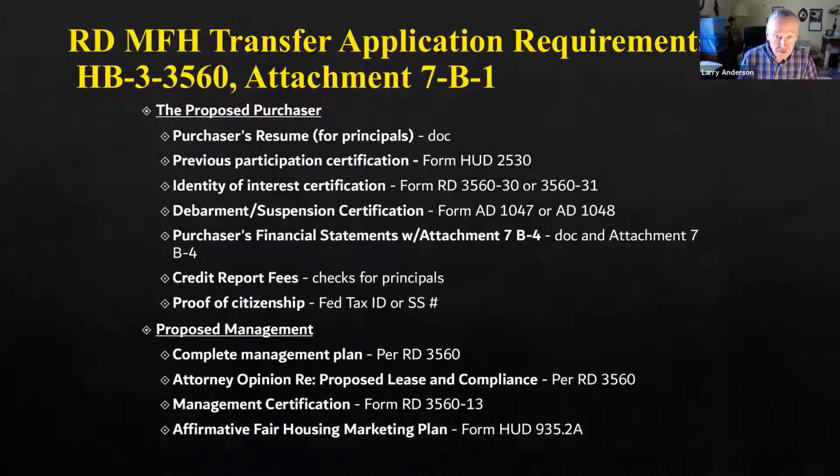Previous participation certificate. RD borrows the HUD form where you document your previous participation. If you're doing this development on a large scale, you have that on the word processor ready to go and add properties as you go through it. But they're going to want to know that you're a clean operator in the past. RD has two forms, the 30 and 31, that talk about identity of interest, and that's required of everybody to certify if there's an identity of interest between you as a borrower entity and you as a management entity, or you as a funding entity, or you as a service provider entity, or you as a, what's the other one?